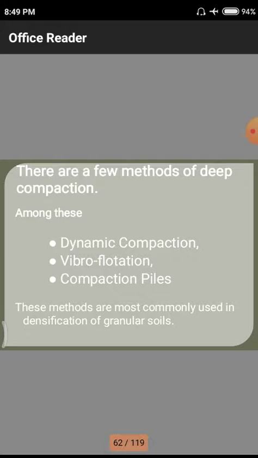Next, there are a few methods for deep compaction. Deep compaction means we need to go for a compaction with a large depth. In deep compaction we have dynamic compaction, vibroflotation and compaction piles. These are the three methods which are useful for the deep compaction of the soil. The first one is dynamic compaction. Dynamic means a moving load with a huge amount of dynamic force applied at a particular point. These methods are most commonly used in the densification of granular soils.